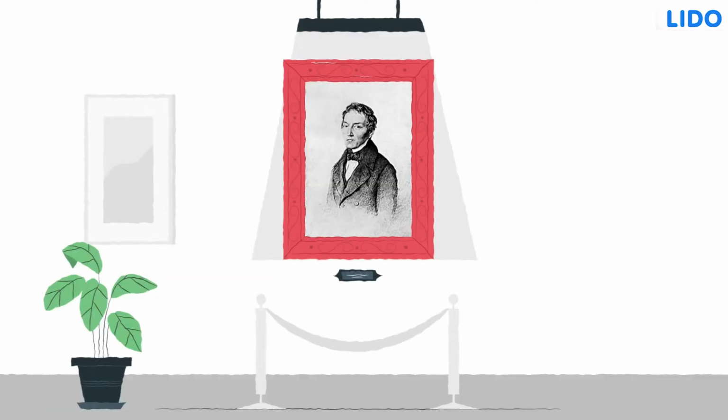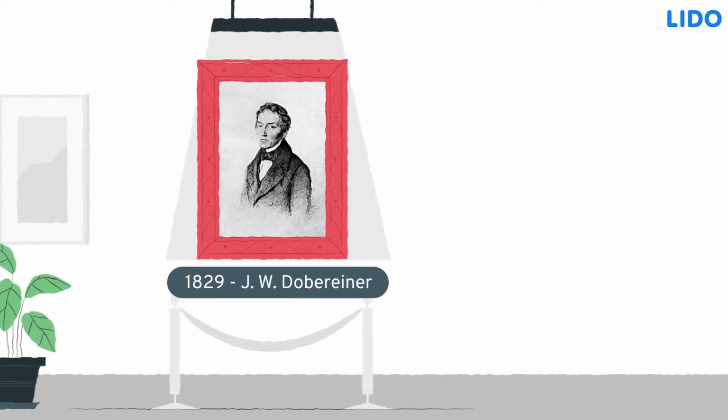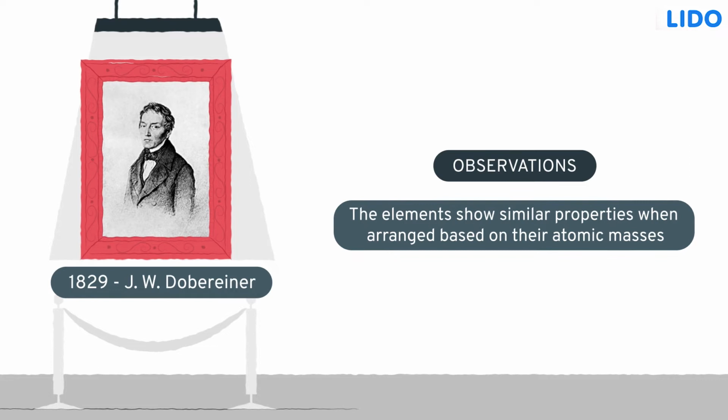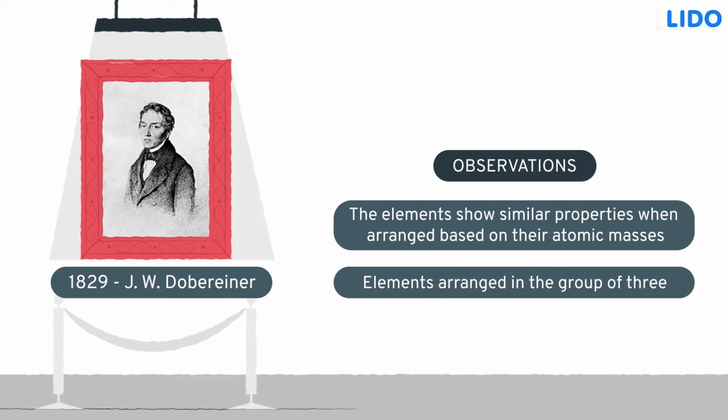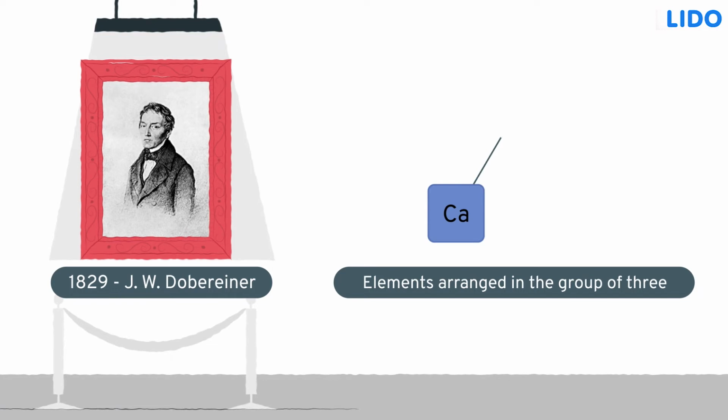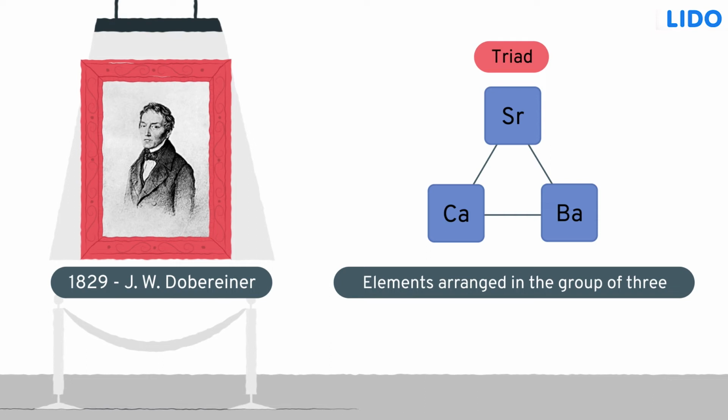In the early 1800s, a German chemist, J.W. Dobereiner, observed that the elements showed similar properties when arranged based on their atomic masses and could be placed in a group of three. Elements such as calcium, strontium, and barium were showing similar properties and were grouped together. This group of three elements is called a triad.